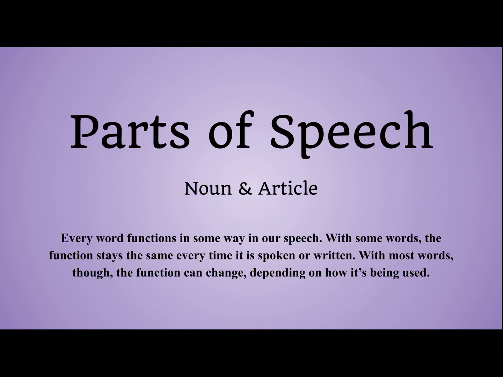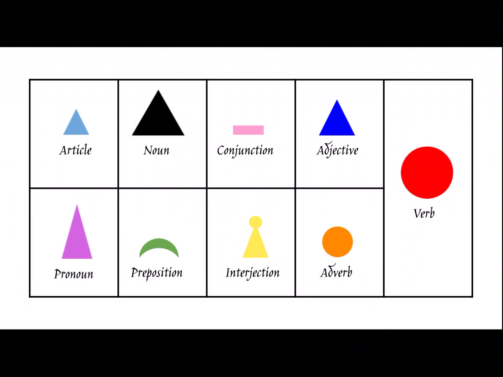Now remember, every word has a function in some way in our speech, and with some words, the function stays the same every time it is spoken or written. But with most words, the function can change depending on how it's being used. Here are those parts of speech. You might be familiar with them if you've done Montessori before. If not, this is just a quick introduction to those parts of speech. And today we're just going to focus on those first two, the article and the noun.